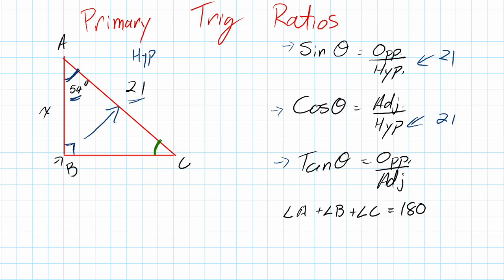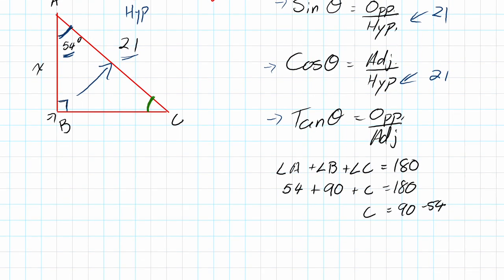Well, angle A is 54, so I can replace 54 with that. Angle B is 90. The only unknown here, instead of putting that angle symbol, I'm just going to call it C for now. It's equal to 180. Well, if I do some algebra, I can isolate for C and I can get a value. I'll tell you that it ends up being 90 minus 54, which is going to be 36. So, turns out C is 36.